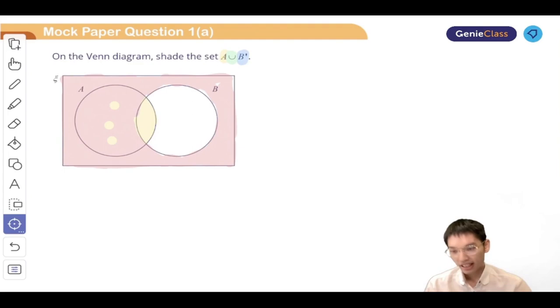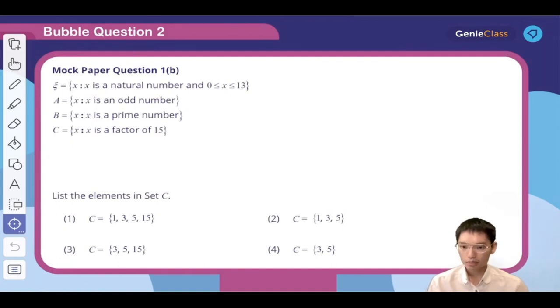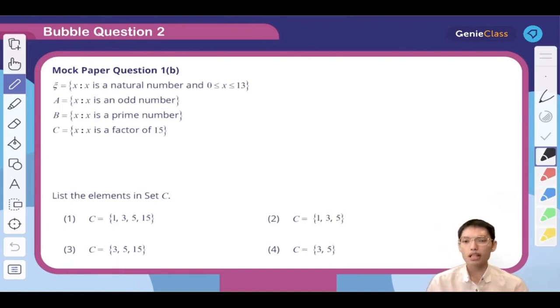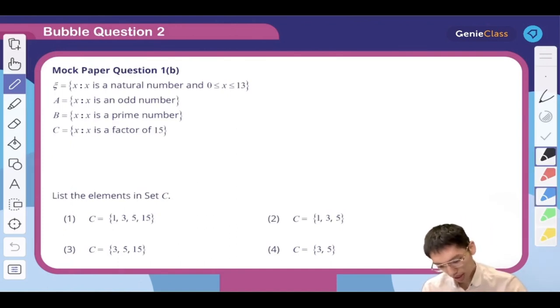Right? Okay. Now, next up for today, bubble questions are going to be very fast flowing. Bubble question number 2. Before I go on to this bubble question, let's list down the elements first. For C, my universal set is none other than the natural numbers as mentioned, 0 to 13: 0, 1, 2, 3, up to 13.